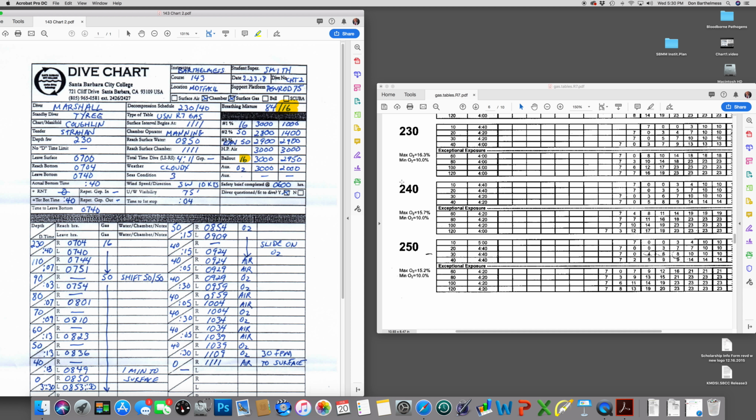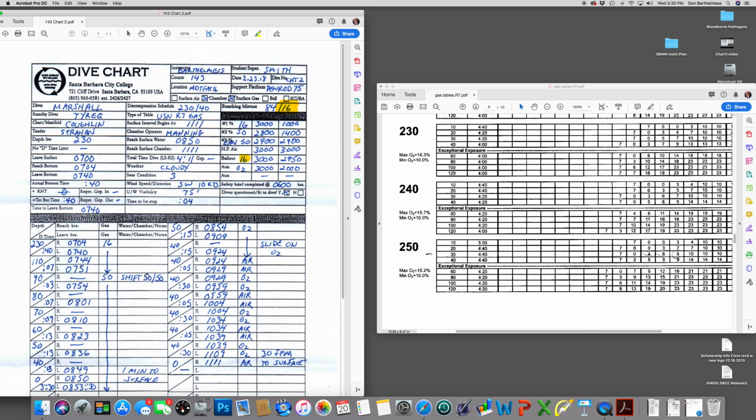So we'll go over here to our chart 230 for 40. And we see we have stops at 110 feet for 7 minutes. And then we're coming directly up to 90 feet for 3 minutes. Again, we're skipping 100 feet. We're going to come to 80 for 7 minutes, 70 for 9 minutes, 60 for 13, 50 for 13, 40 for 13, and then we're going to do a SURDO2.